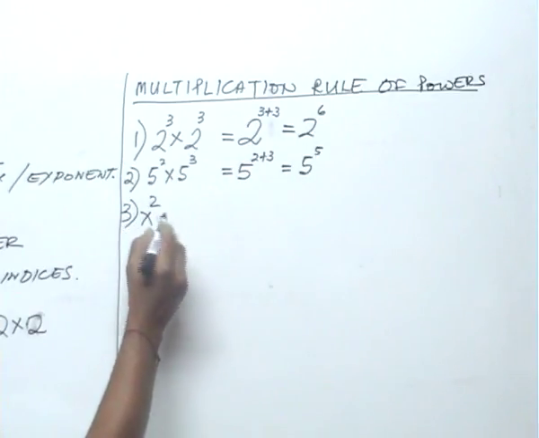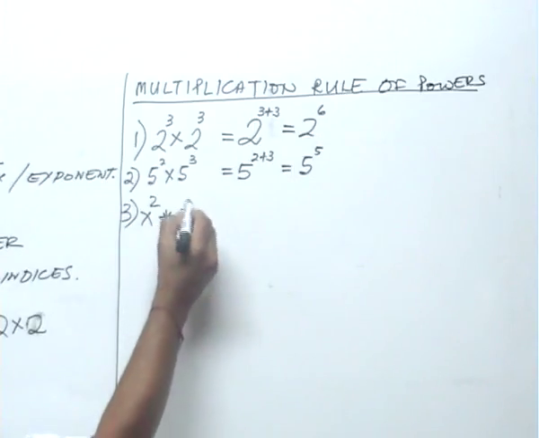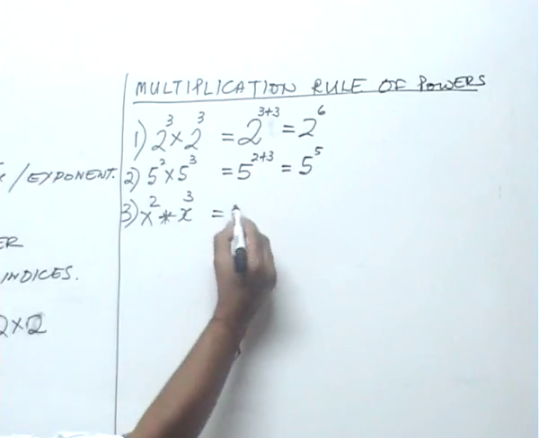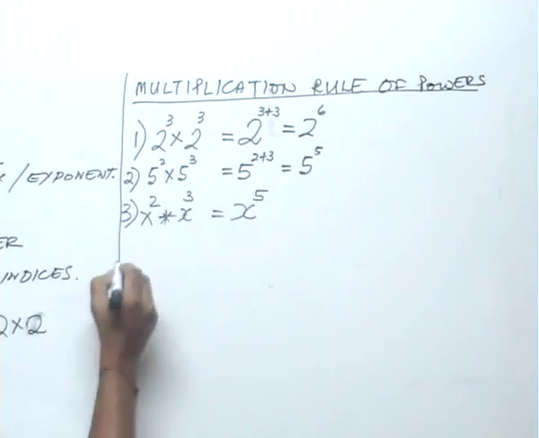Let's do another example. x squared times x cubed. You remember that asterisk also means multiply. So you write down the base, which happens to be x this time, and 2 plus 3, 5.